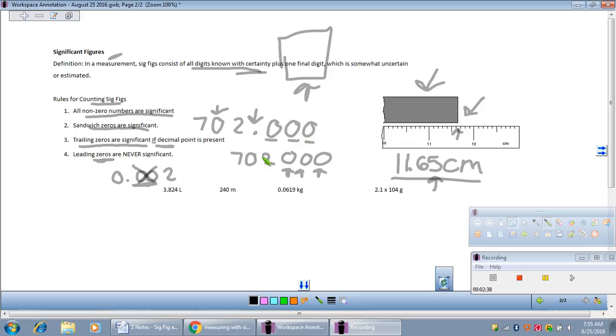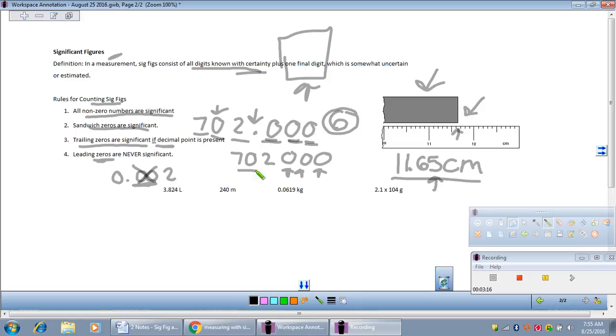So if I was to look at my first number I gave you, 702.000, and count my significant figures, I have 1, 2, 3, 4, 5, 6 significant figures. Because all non-zero numbers are significant, all sandwich zeros are significant, and because this decimal is here, these 3 zeros afterwards are also significant. The trailing zeros are significant if a decimal point is present.